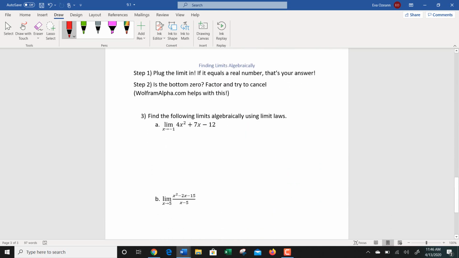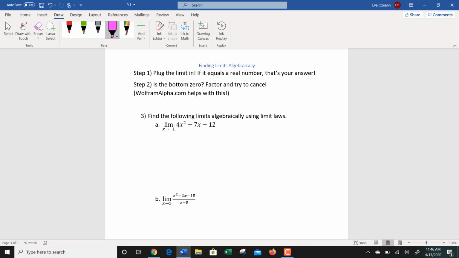All right, now for the last one, we're going to look at finding limits algebraically. So this is a two-step process. First, whenever you're trying to do a limit, always just try to plug the number in. If you plug the number in and it equals a real number, you are done. That's your answer. However, if you try to plug the limit in and it equals 0 on the bottom, we have to take some more steps, which means that we need to try to factor and cancel.